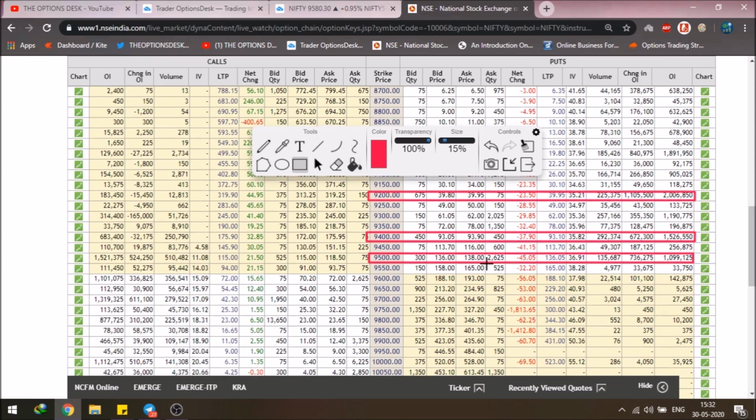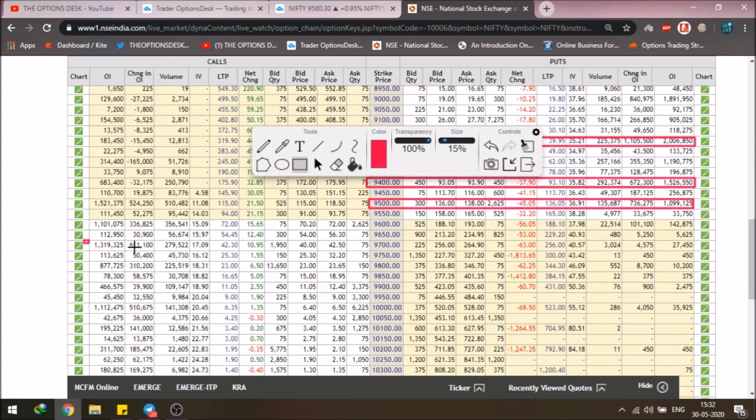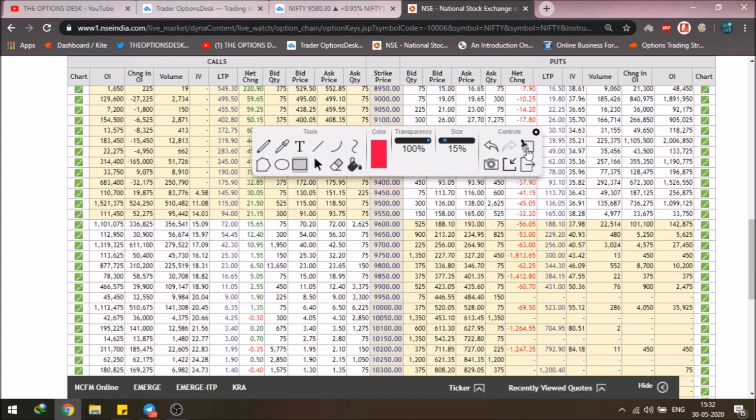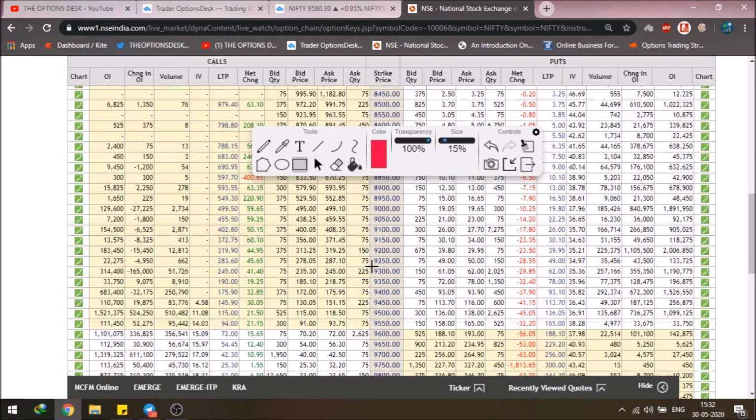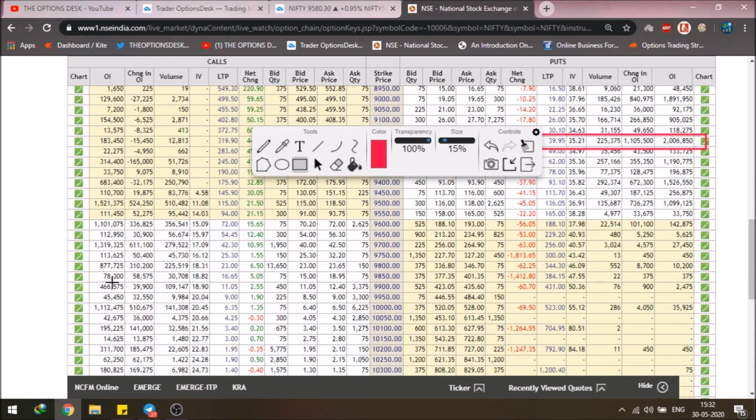Now let's talk about the higher levels. The 9700 will act as the first major resistance, because 13 lakh OI is standing here, and the OI at both the 9800 and 9900 strike prices is very low compared to the 9700 strike price. So the major support stays at the 9200 level because of the 20 lakh OI, and the major resistance stays at the 9700 level. If we open gap up and surpass 9700, then 9750 or 9800 might be easily achievable.